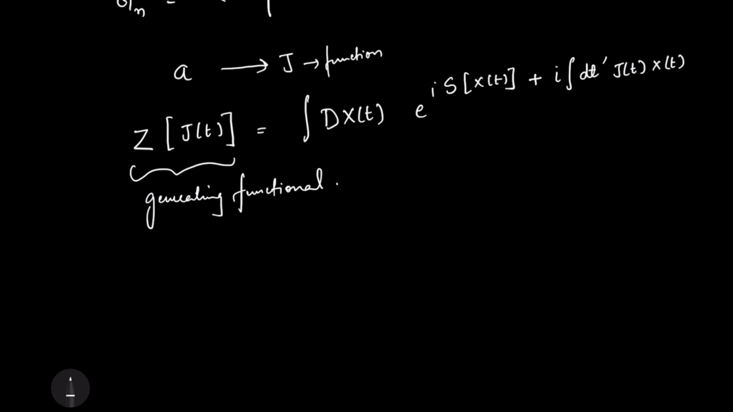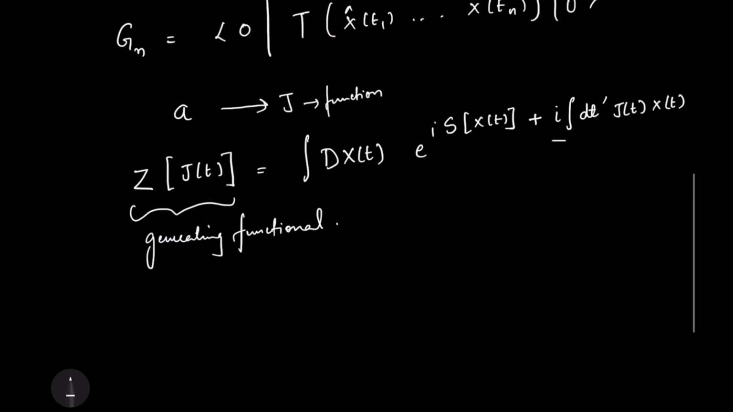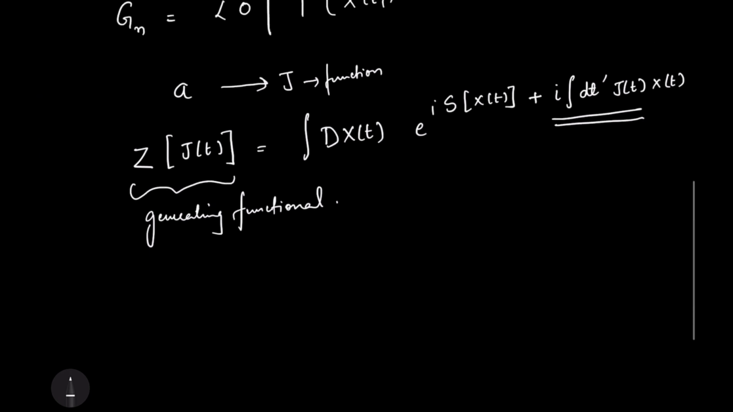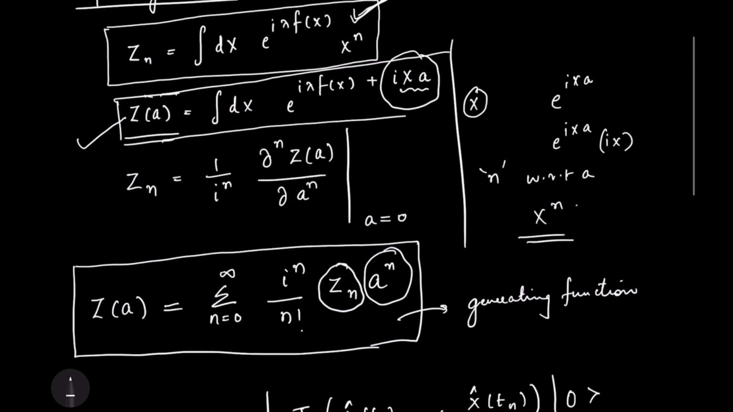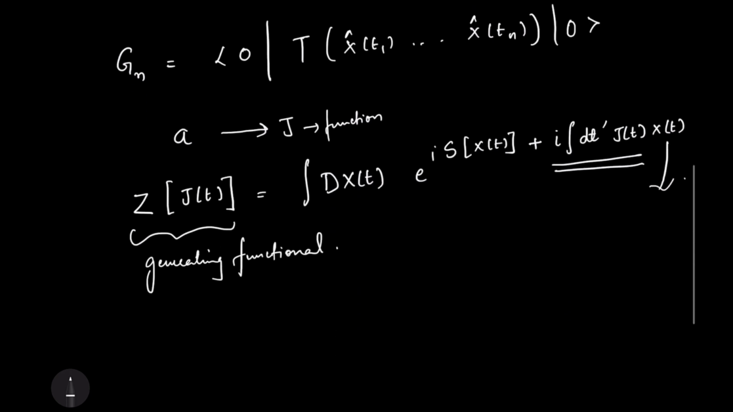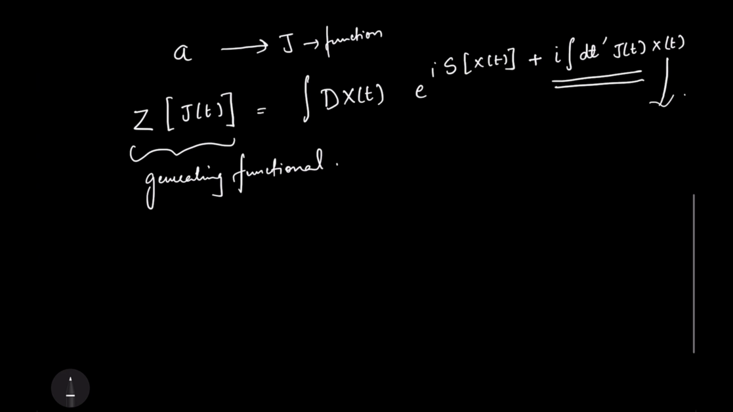If you have more than one dimension, then you have to sum over all the i x a for multiple x. Similarly, here we write integral J of t. If we take a functional derivative with respect to J of t, then we can bring down a factor of x, similar to the case of the generating function where we brought down the x by taking the derivative with respect to a. Here if I take the derivative with respect to J, then I can bring down a factor of x of t.